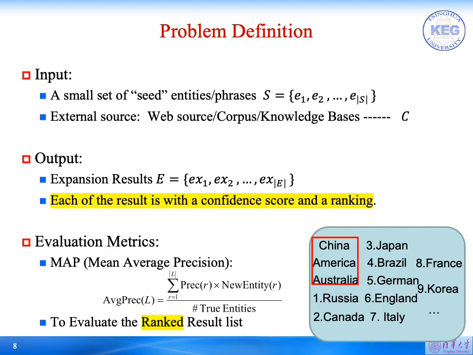The problem can be defined as this. Our input is a small set of seed entities, and we can get the candidates from an external resource. And the output of our task is the expansion result, which is a larger set of the seed set. For evaluation, we usually use mean average precision to evaluate the ranked score result list.